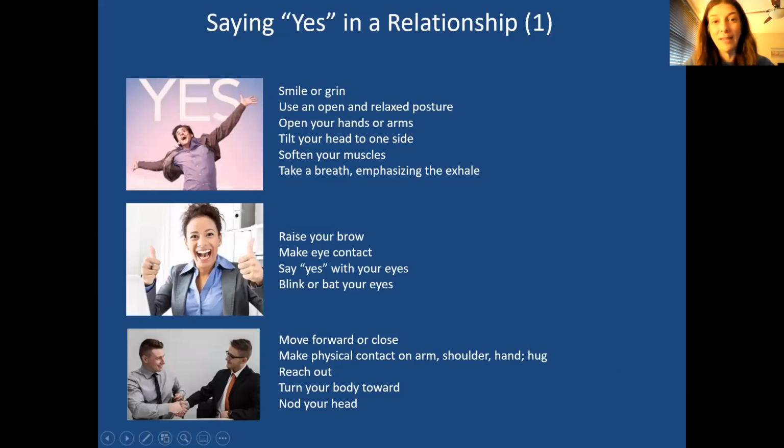Okay, so now we're gonna move to saying yes, okay? So this is especially for people who have a hard time saying yes, such as people who are overbounded, right? And tend to give an automatic no. So here are some physical ways that help us to say yes.